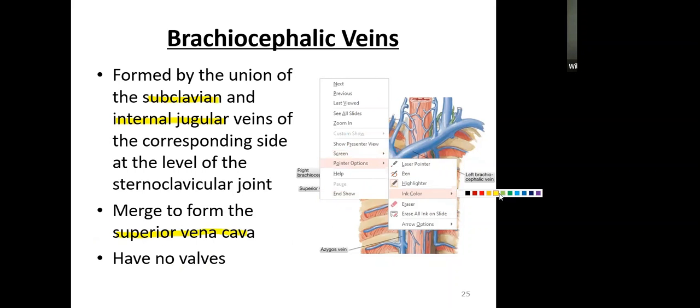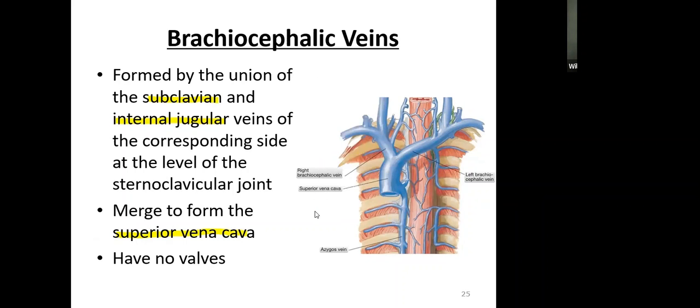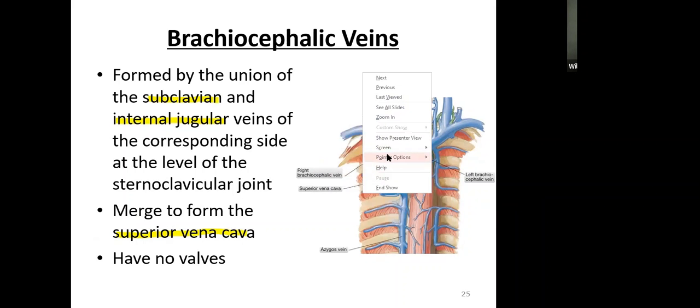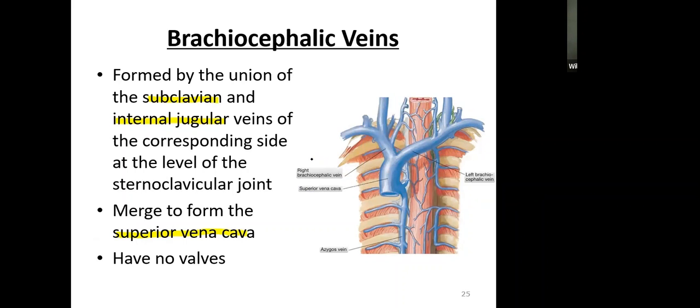So I'm just going to get a different ink color so I can show you these points. Okay, so here we have the right brachiocephalic, and here we have the left brachiocephalic, and here we have the superior vena cava. So here this is going to be the jugular. So this will be your right jugular, and this will be your left jugular.